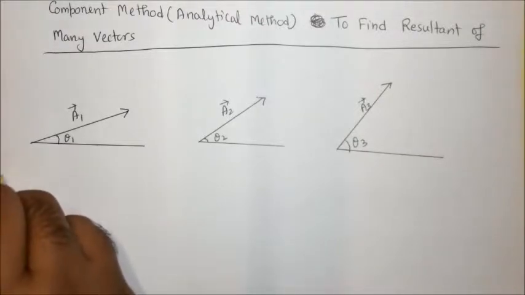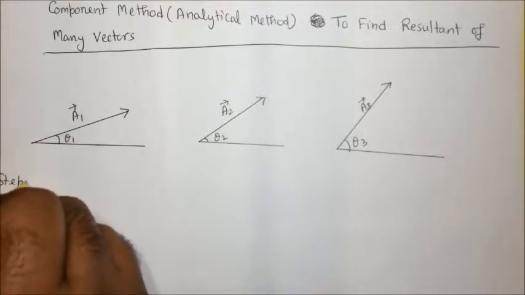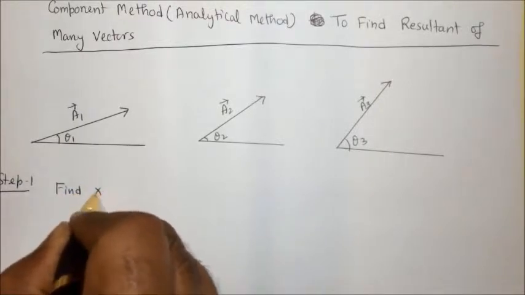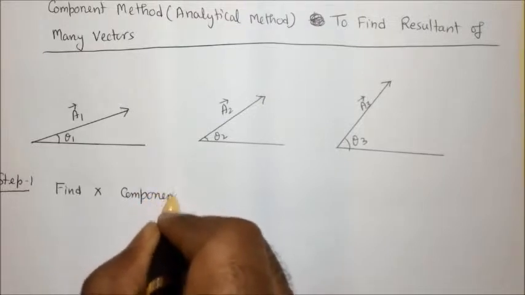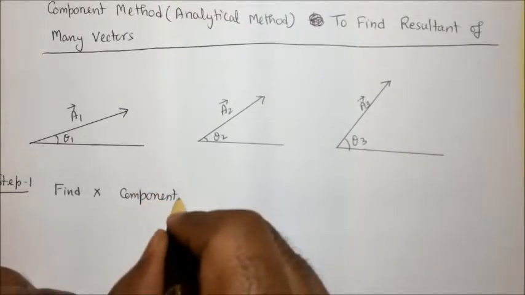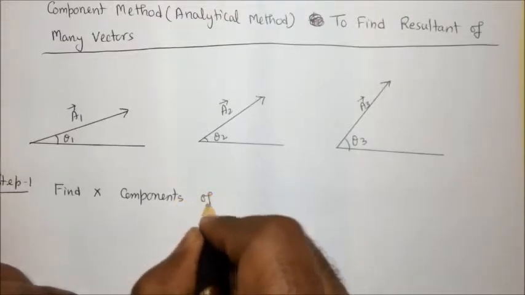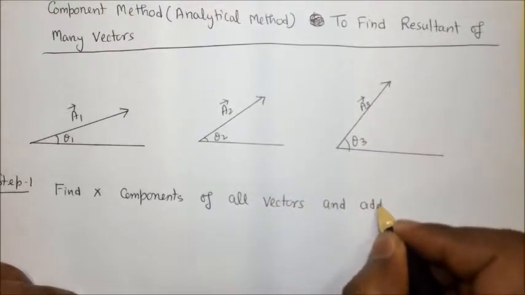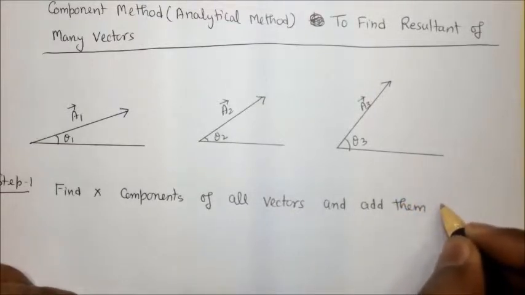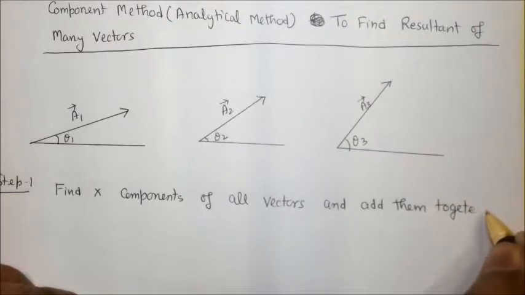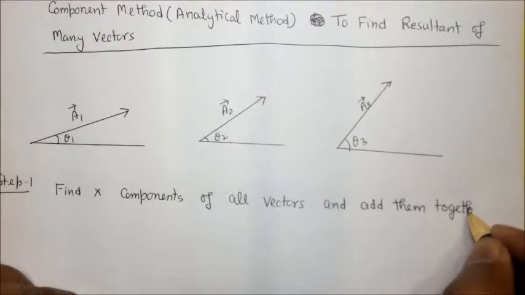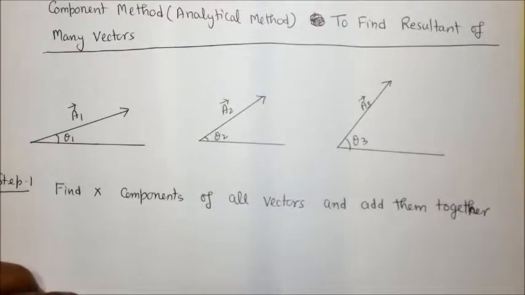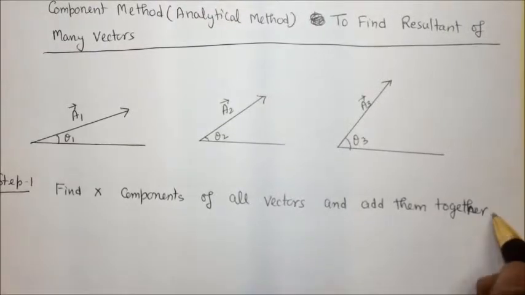It is a three-step process. Step 1, find x components of all vectors and add them together.